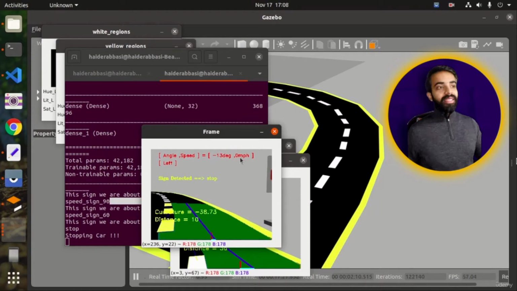As you can see, the car has literally stopped right here, which is also indicated by the terminal. And if you observe the simulation, you can see that the car has stopped just beside the stop sign, which is right where we want it to stop.